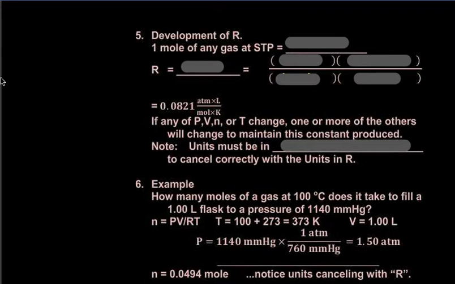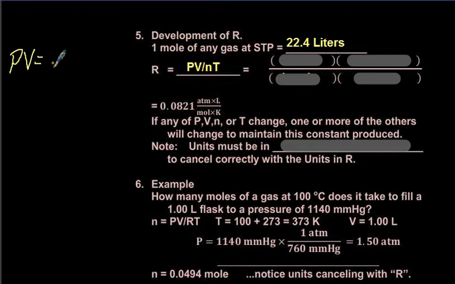So how do we get this R? Where does this ideal gas constant come from? Well, we know that 1 mole of any gas at STP occupies 22.4 liters. Since R equals PV over nT, if you need to see the math, here we go real quick.